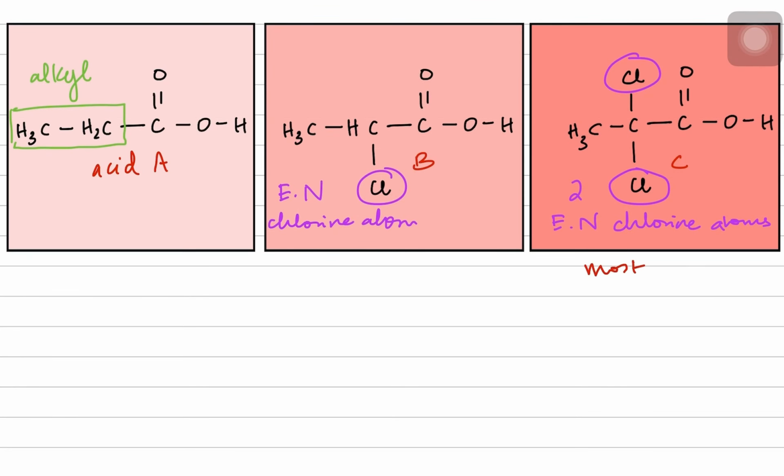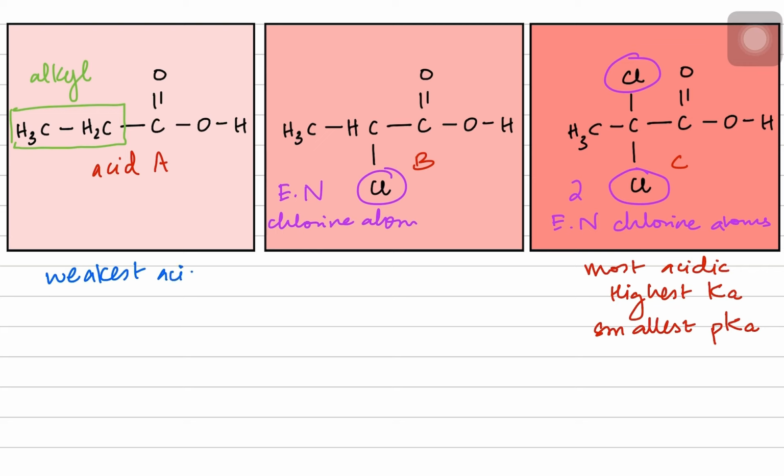If you compare their acidities, acid molecule C is going to be the most acidic acid with the highest Ka value, it dissociates the most, and it has the smallest pKa value. Acid molecule A, on the other hand, is the weakest acid and it has the lowest Ka value among all three. It dissociates the least and it has the largest pKa value.